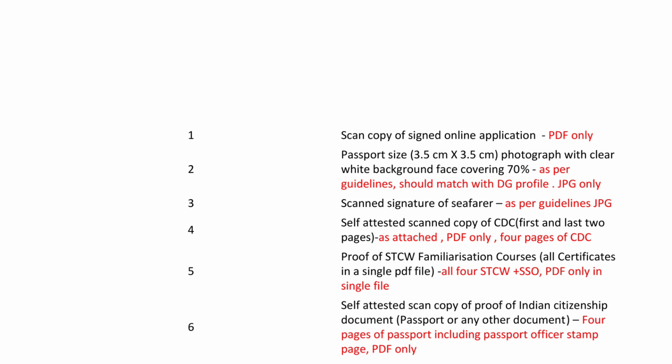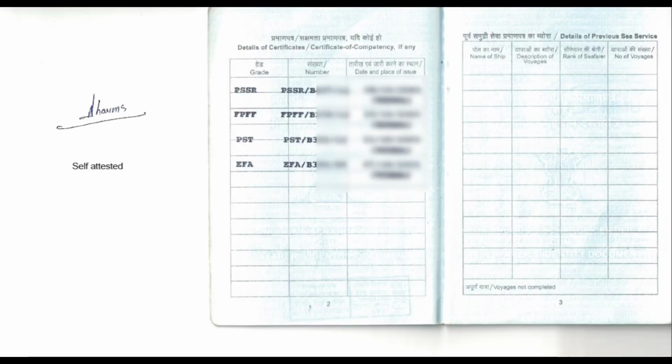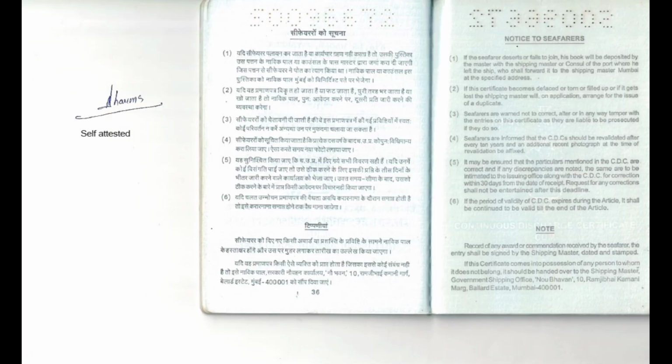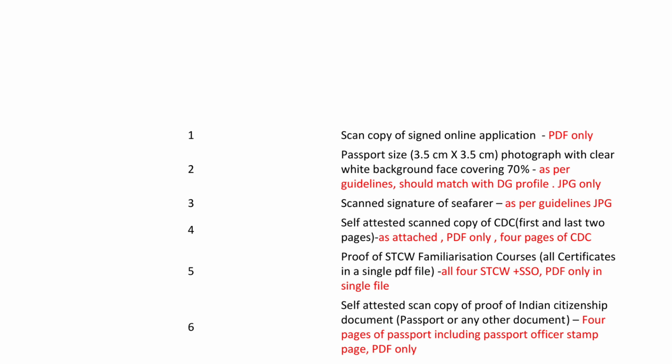Then self-attested scanned copy of CDC. You should scan the 4 pages of CDC of the last CDC if you are going for renewal or replacement or duplicate, which I will show you now. The first page, this one, and then the second page where your STCW certificates are mentioned, with self-attested. Third page is where your address is mentioned, next of kin, and then fourth is the last page. These 4 pages you must scan and self-attest before uploading.